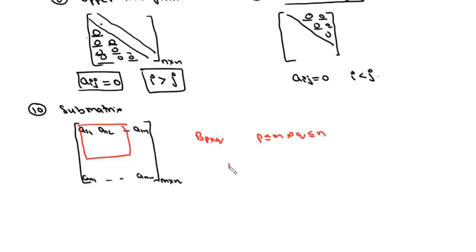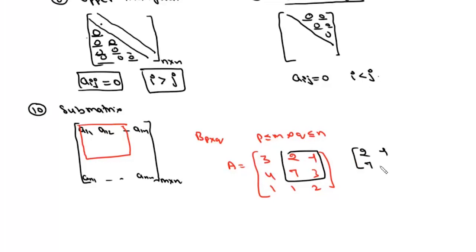Say for example, if we have this matrix A, which is 3, 2, minus 1, 4, 7, 3, 1, 1, 2. Now we select this matrix, which is 2, minus 1, 7, 3. It is a submatrix. Or we take this block, it is a submatrix. This is another block and this is also a submatrix. So if we choose any rectangular block from a matrix, we call it a submatrix.